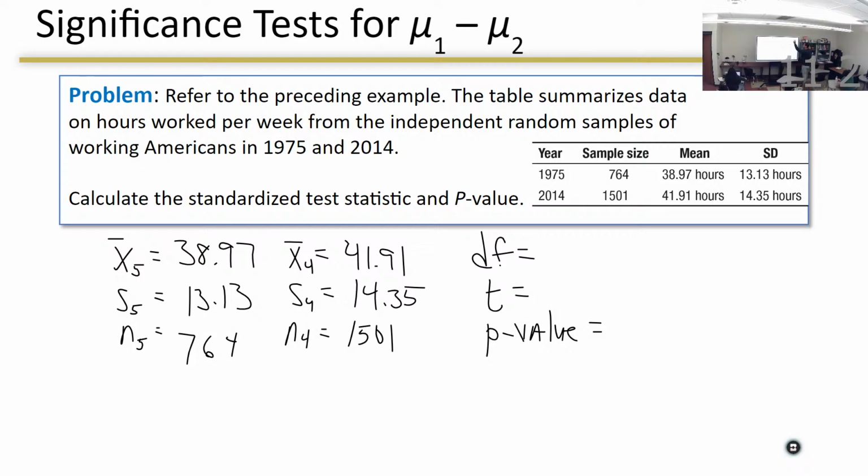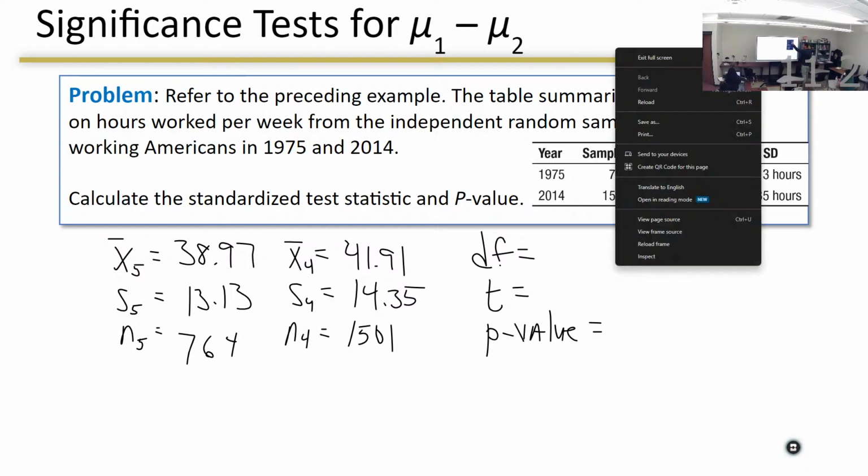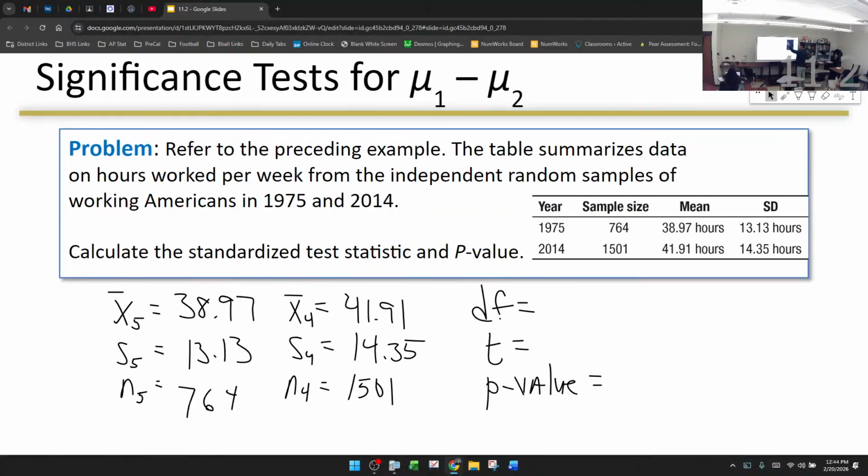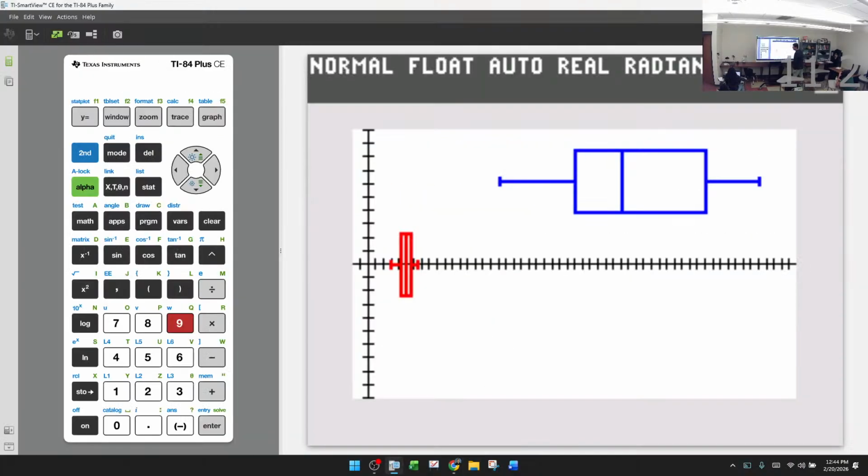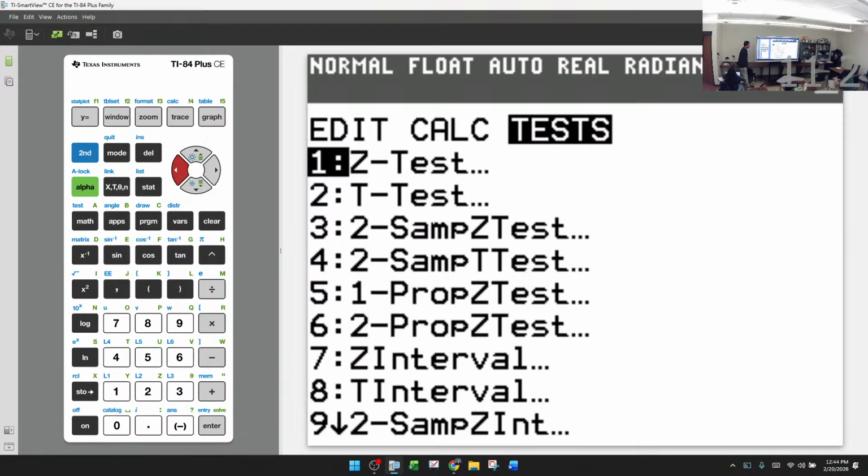So here we go with our little calculator. Just to make sure you guys can do all this stuff, exit the screen, calculator, because I sure don't want the calculator to be the issue. Stat, test. Z-test we don't use for anything. T-test, that's what we did Wednesday. That's one sample T-test. 2 sample Z, we don't use that for anything.